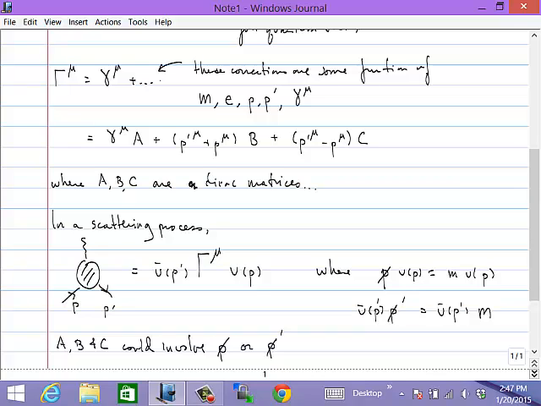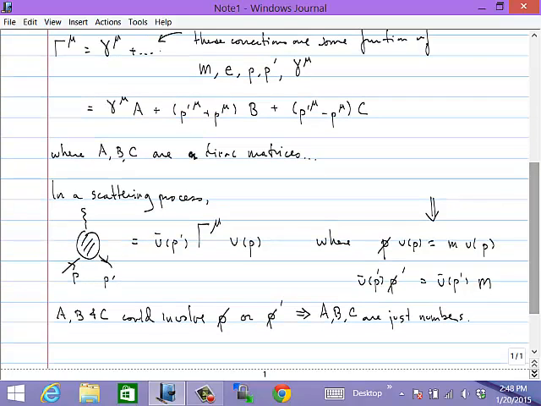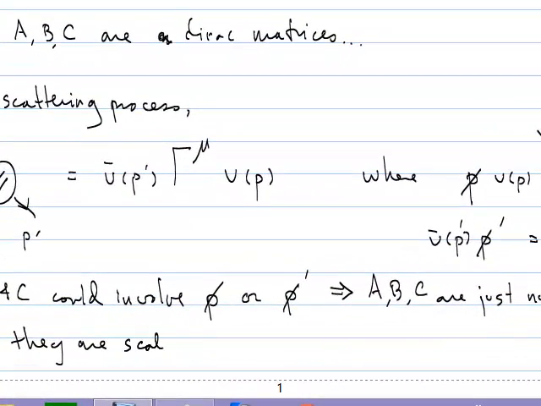But any P slash or P prime slash that appears in A, B, or C, you could always simplify using these two relationships here and turn them into scalars. And so that means that A, B, and C are just numbers rather than 4x4 Dirac matrices. And in particular, they are scalars, which are functions of M, E, P, and P prime.